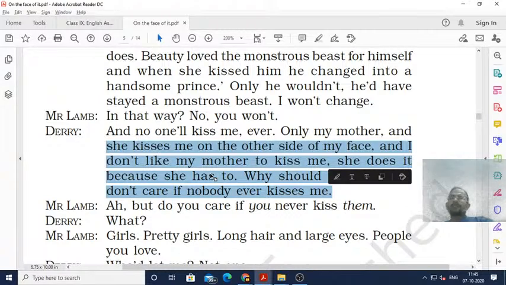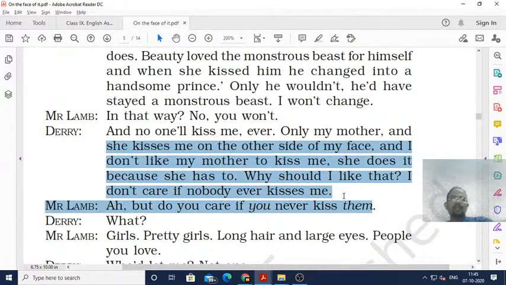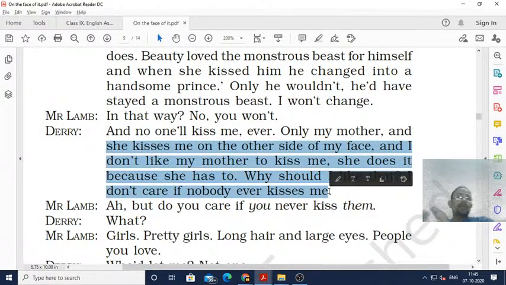But I don't like that. Mom, being a mom, she will kiss me on the other side also, but I don't care if nobody ever kisses me. But there is an underlying pain in him. There is an underlying pain in Derry, okay, because of his burned face. Therefore, he is saying in this way. With his statement, he is saying that he is not at all concerned about this, but in reality he is really concerned, because he thinks that nobody will ever kiss him because of his burned face.